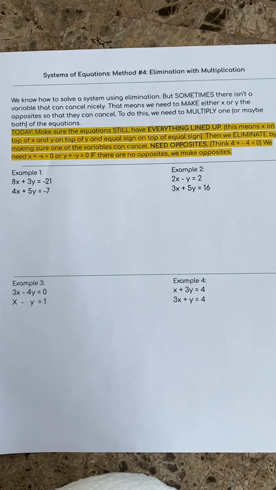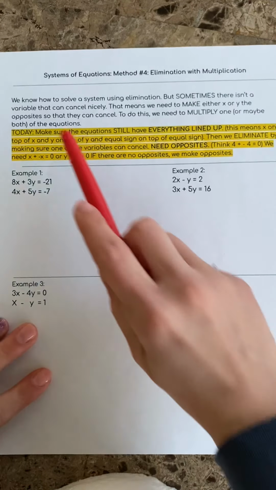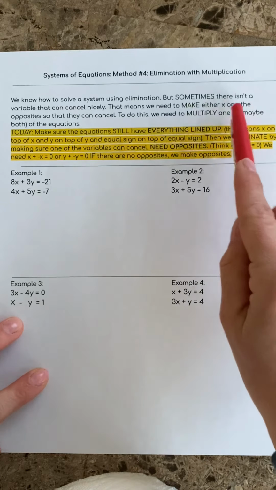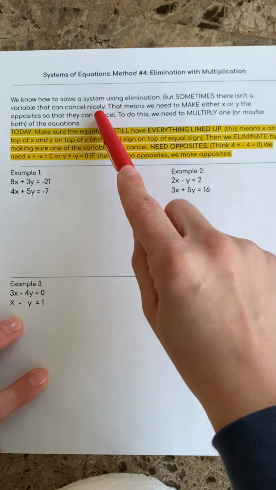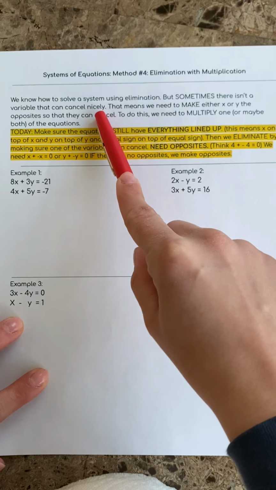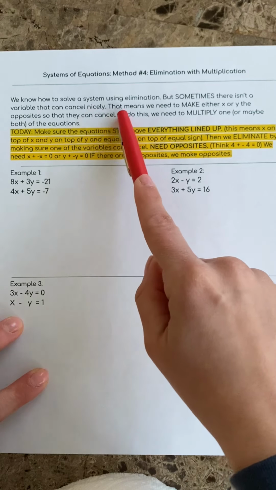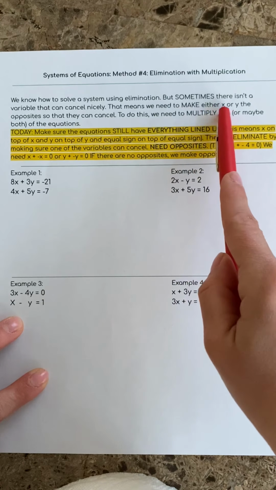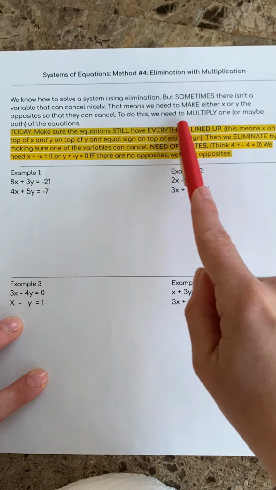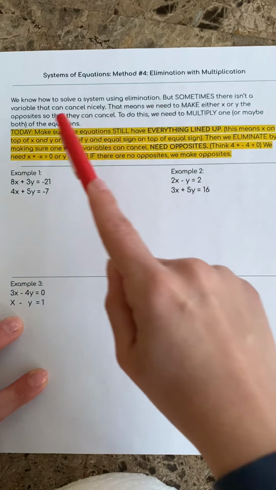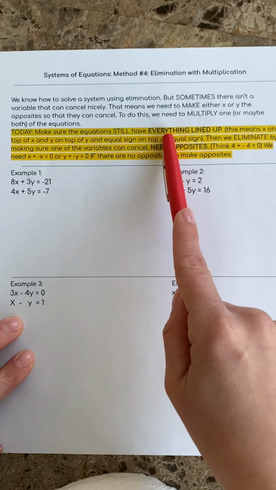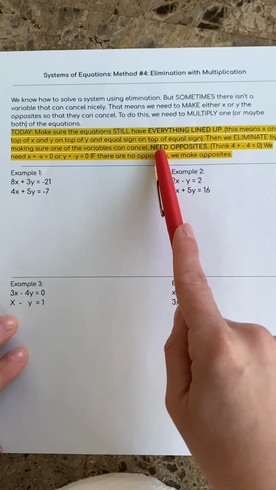So for this lesson, up at the top here, it says, we know how to solve a system using elimination, but sometimes there isn't a variable that can cancel nicely. Nicely meaning we have 4 and -4, 10 and -10, 1 and -1. That means we need to make either x or y opposites so that they can cancel. To do this, we need to multiply one or sometimes both of the equations. We still need everything lined up. We still need to have opposites.